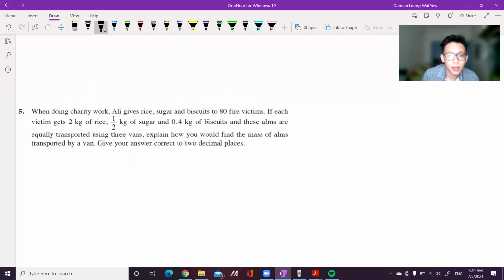So this is the amount that each victim will get. And they say there are 80 fire victims. Okay, 80 fire victims here. Means I need to multiply the total mass of the 3 items by 80. Okay, because there are 80 victims. So how I calculate is I take 80 times bracket 2 kg plus half a kg plus 0.4 kg. Then the whole thing I will divide by 3.